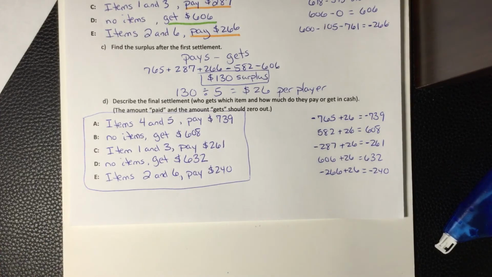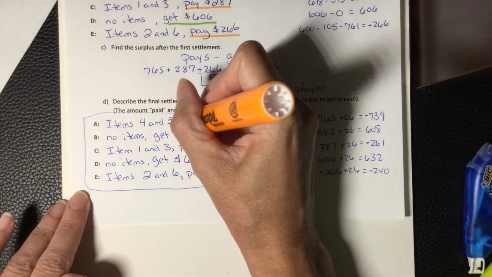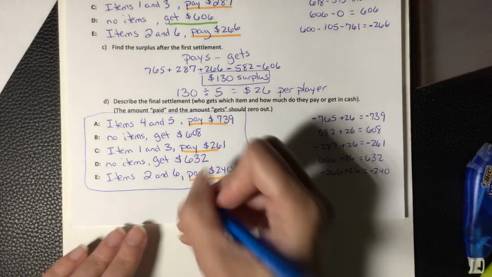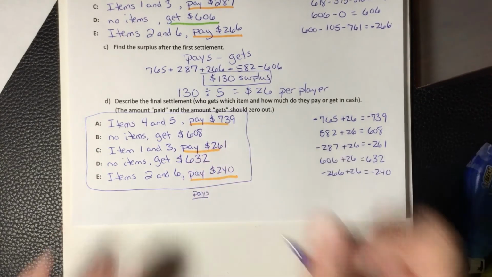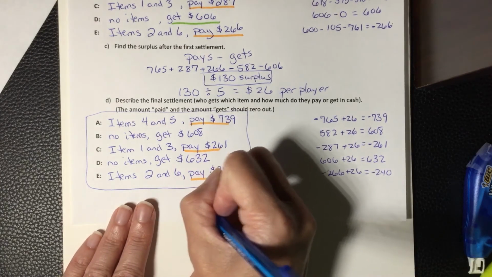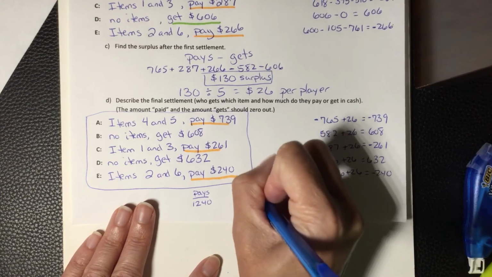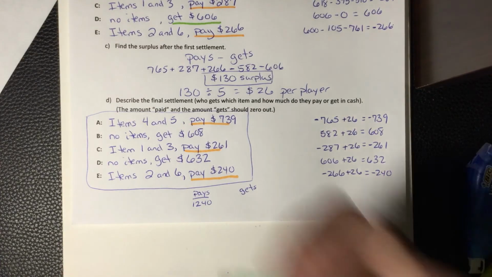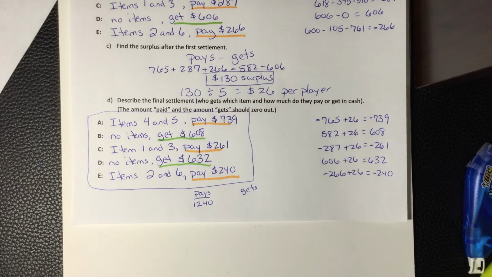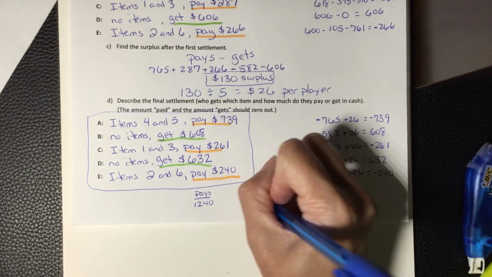So to check it, we're going to take all of our pays from our final settlement here. And so if we calculate our pays, that was 739 plus 261 plus 240. And that comes out to be 1240. And then we're going to add up the gets. So that would be here and here. So if we add up 608 plus 632, that also comes out to be 1240.